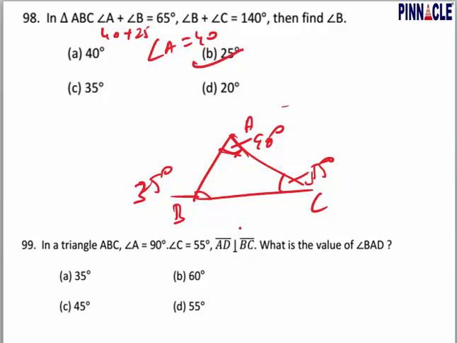AD is perpendicular to BC. What is the value of BAD? We have to tell the value of it. Now this is 90, this is 35, it will be 55, because the three angles sum to 180. This is 90 degrees, this is 35, then it will be 55, so BAD is 55, that should be the answer.